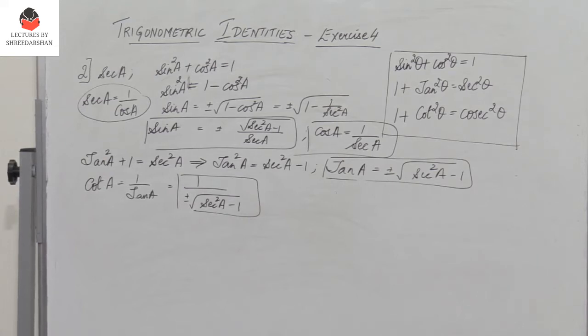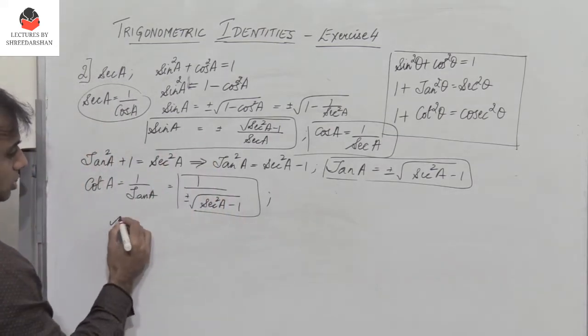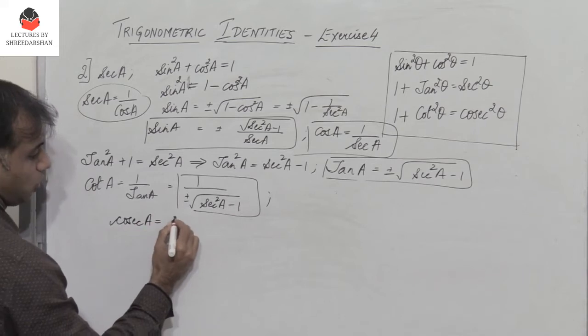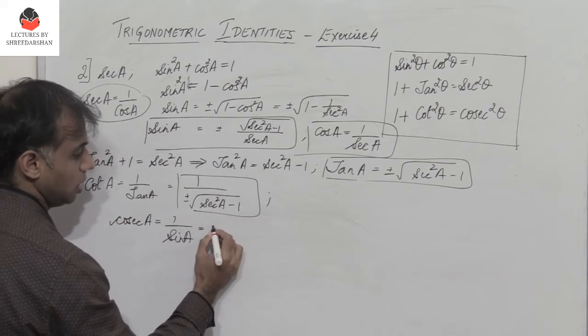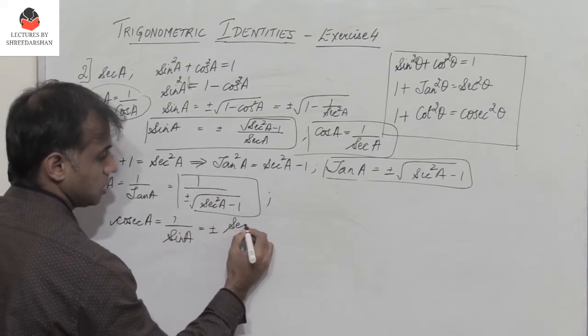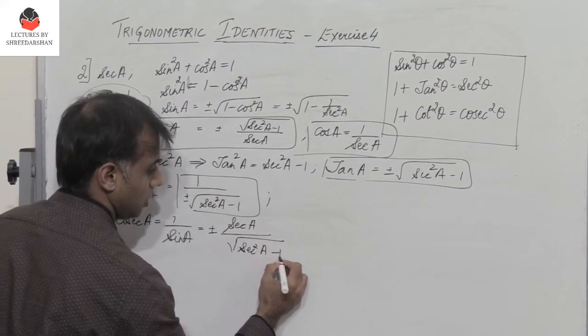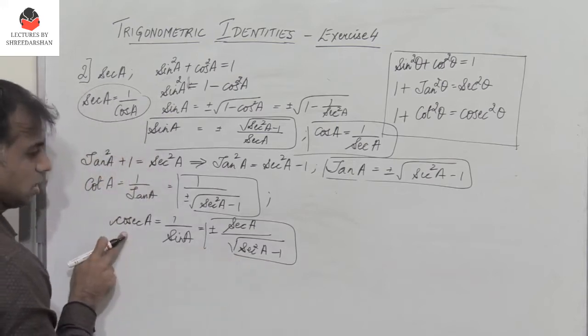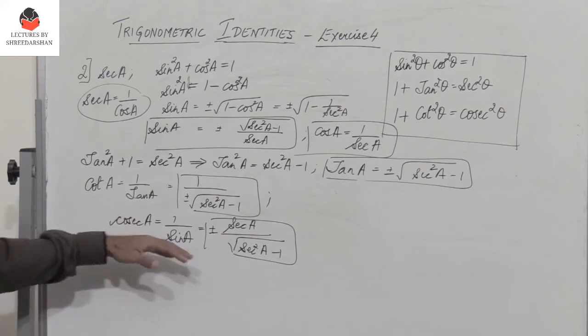And next I need to find cosecant A. So what do I do? I have this expression. So we know that cosecant A is 1 by sine A. And what is sine A? Sine A is this. So just take the reciprocal. So it's going to be plus minus secant A divided by root of secant square A minus 1. So this is cosecant A expressed in terms of secant. So this is a very interesting problem where we have represented all of them, that is sine A, cosine A, tan A, cot A, as well as cosecant A in terms of secant.